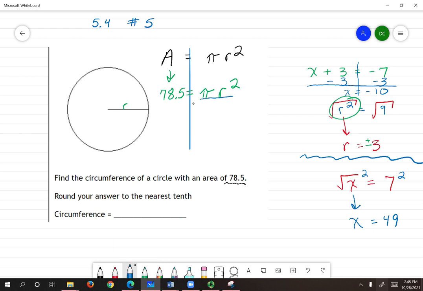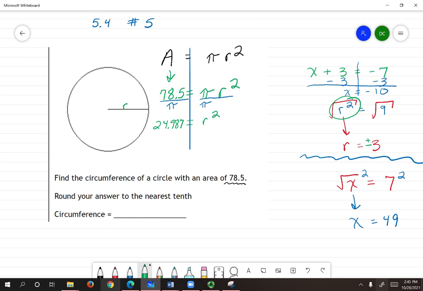I'm going to divide both sides by pi. I'm going to keep this in my calculator. That means that r squared equals 78.5 divided by pi, and I'm going to use the pi button on my calculator. That's going to give me 24.987, and so on and so on. I'm going to keep that in my calculator.